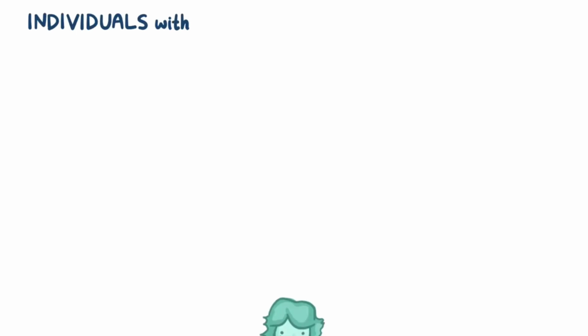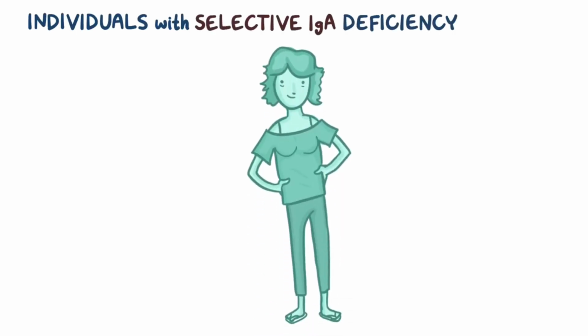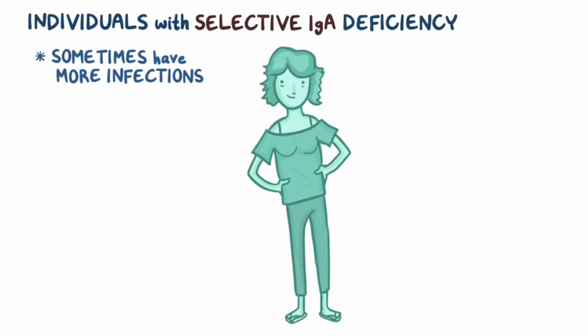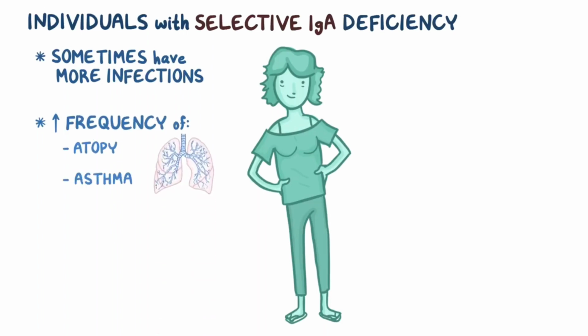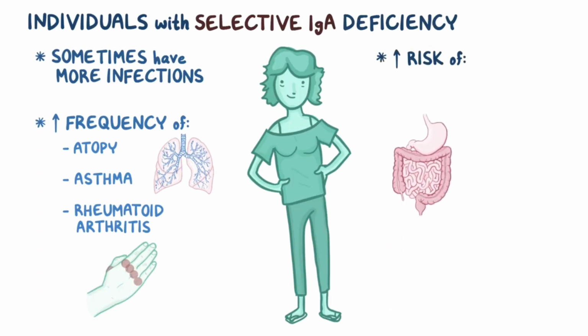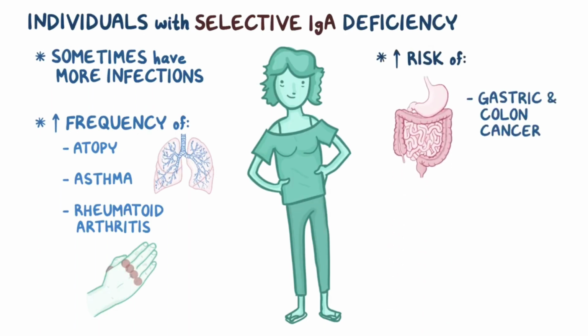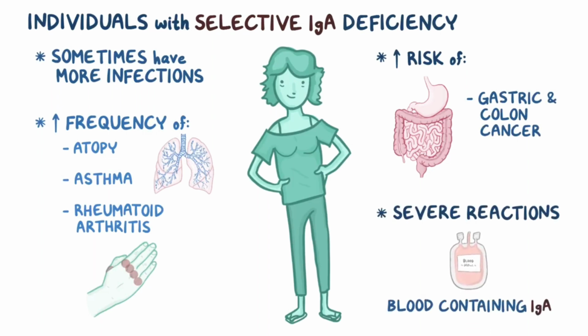Most individuals with selective IgA deficiency generally appear healthy, with no major symptoms. Sometimes they might have more infections or more chronic infections. There's also an increased frequency of atopy and asthma, as well as autoimmune diseases like rheumatoid arthritis. Selective IgA deficiency is associated with increased risk of some malignancies, like gastric and colon cancer. Finally, some individuals develop severe reactions when they're transfused with blood containing IgA, because IgA is treated like a foreign antigen.